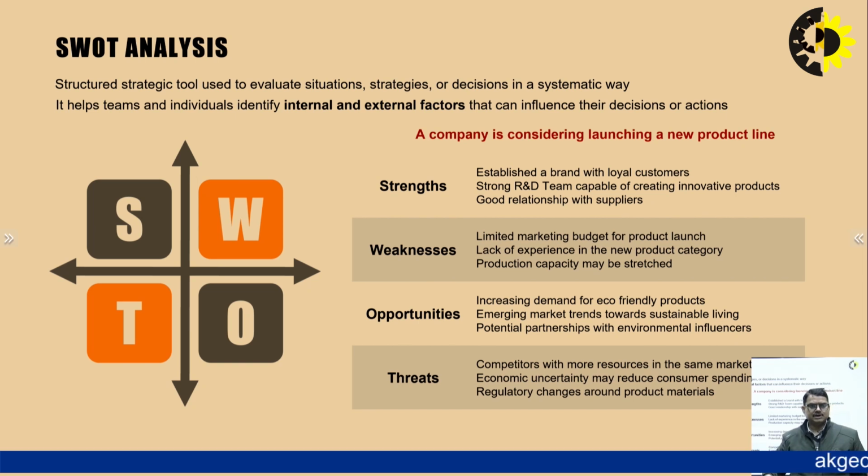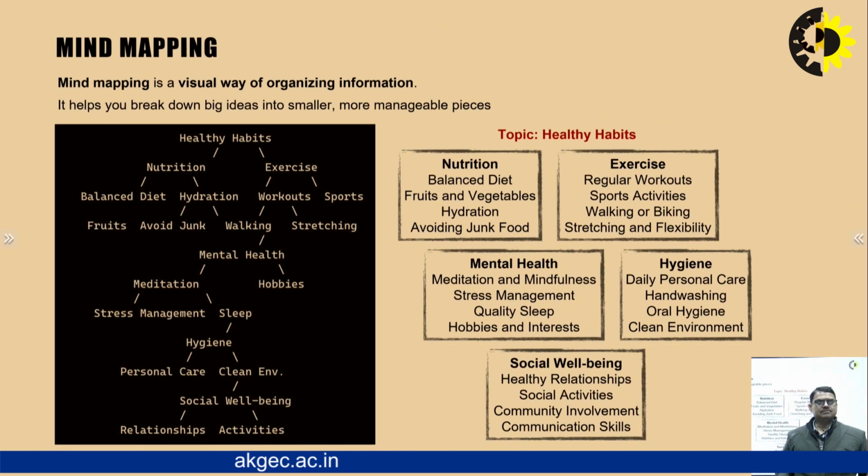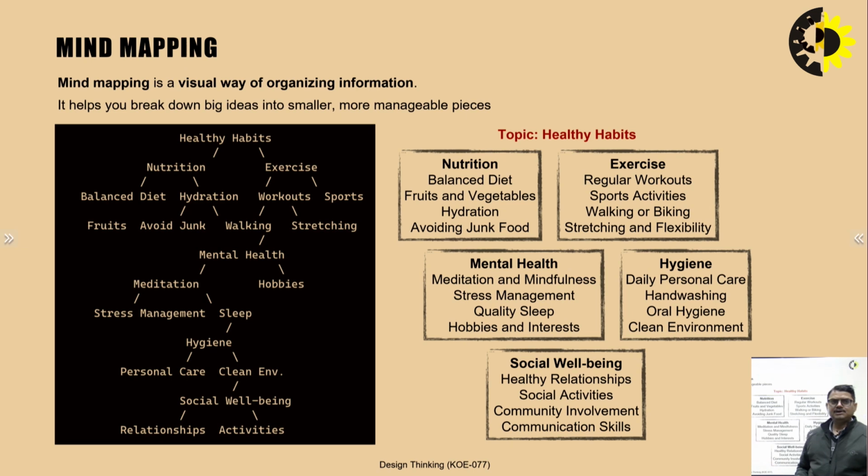Here we have to write things in the format of text, and then we need to analyze each strength, weakness, opportunity and threat. But mind mapping is a visual way of organizing the information. You can use this tool as a critical thinker, but yes, you can use it in brainstorming sessions as well. This is a very powerful tool for brainstorming.